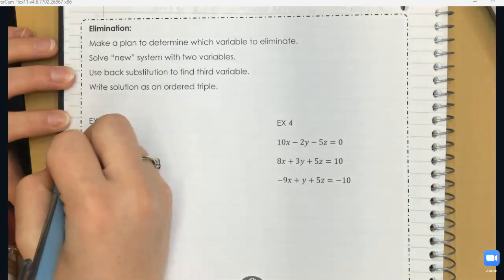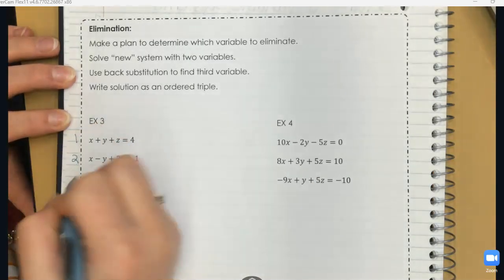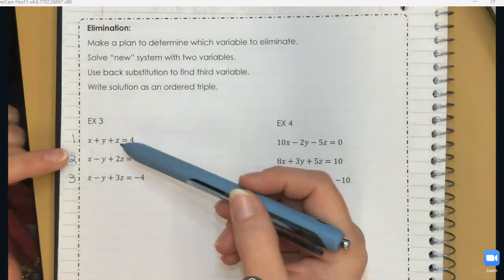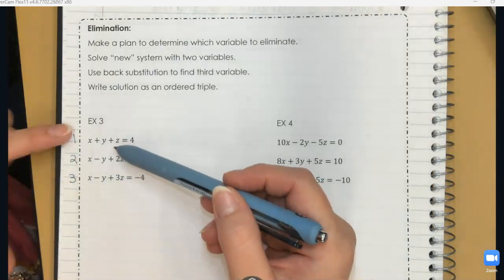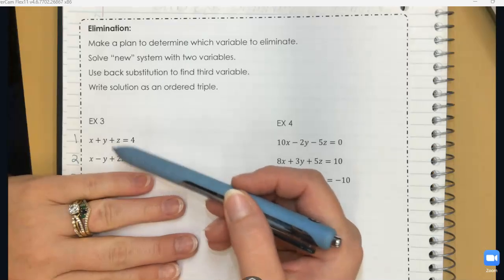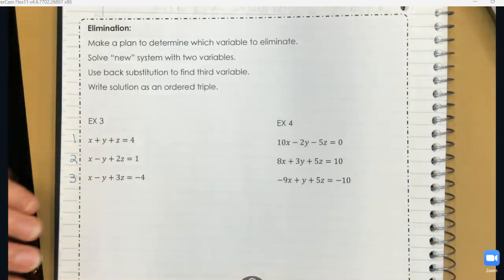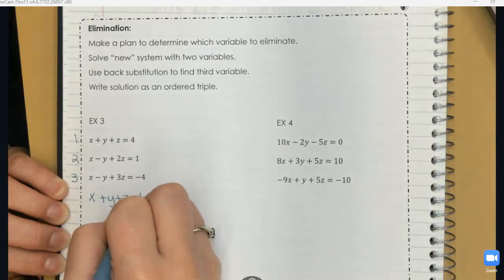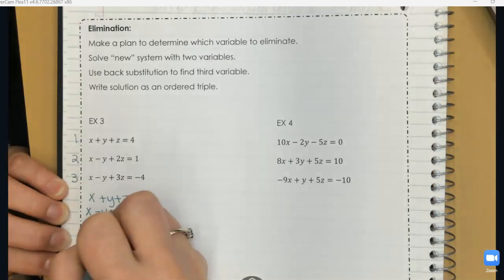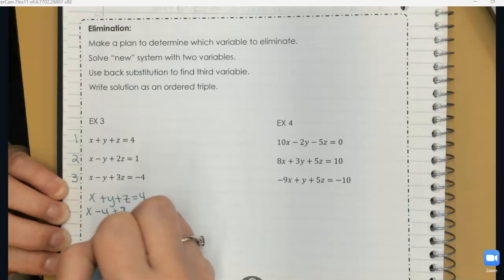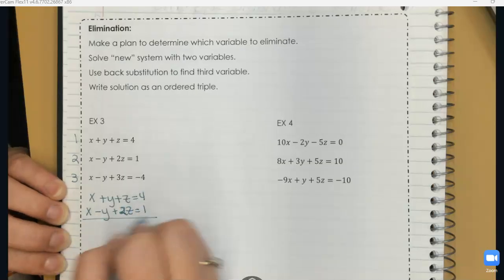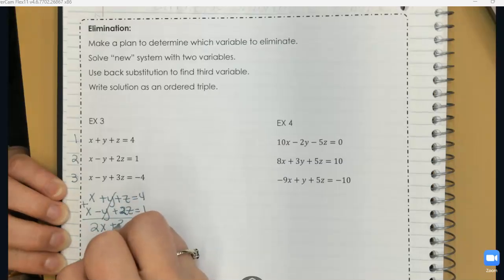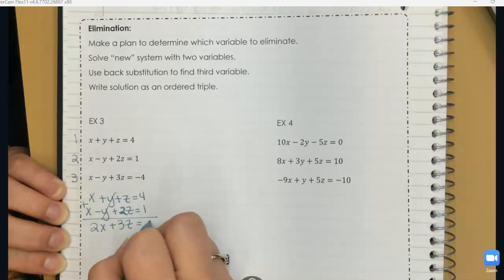Again, I'm going to number my equations so that we're all talking about the same things at the same time. On example 3, I can see I've got y and minus y. So if I combine equations 1 and 2, my y's will cancel without me having to do any manipulation. So I'm going to do that first. And when I combine those together, I get 2x, the y's cancel, plus 3z equals 5.